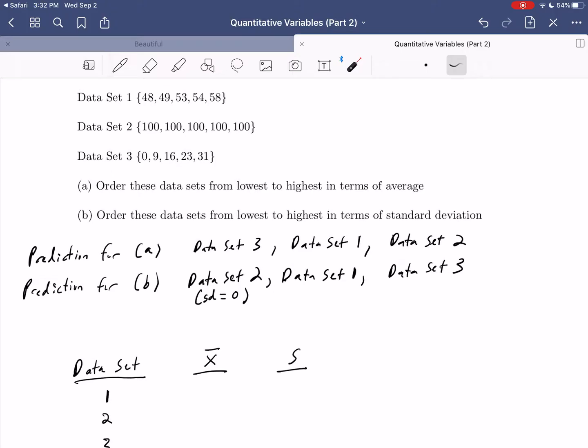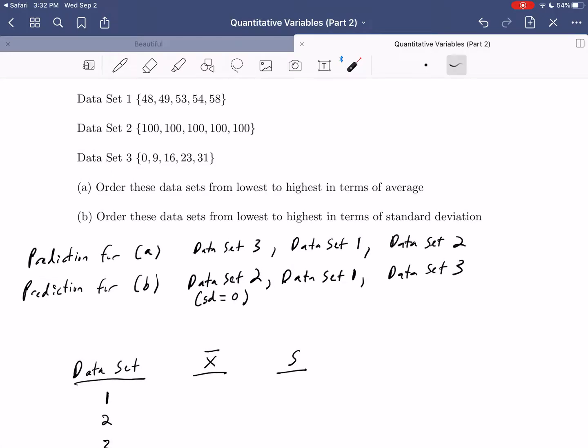All right, so how do we do this? Well, first thing we'll need to do is take this data and put it into our calculator. If you're following along on your own calculator, make sure you hit Stat, then Edit. If you have data already in list 1, go up to where it says L1, hit Clear, and hit Enter to clear out everything in list 1. Then type in the 48, hit Enter, then 49, hit Enter, 53, 54, and 58.